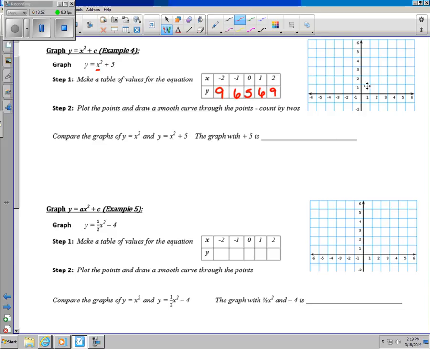Okay, again, I'm going to count by 2's. When I'm at negative 2, I'm at 2, 4, 6, 8. I'm at positive 9. When I'm at negative 1, I'm at positive 6. But this time when I'm at 0, I'm not at 0. My vertex isn't 0, 0. My vertex has shifted up to 0, 5. So now my vertex is right here, because again, I'm counting by 2's. When x is 1, y is 6 again. When x is 2, y is 9.